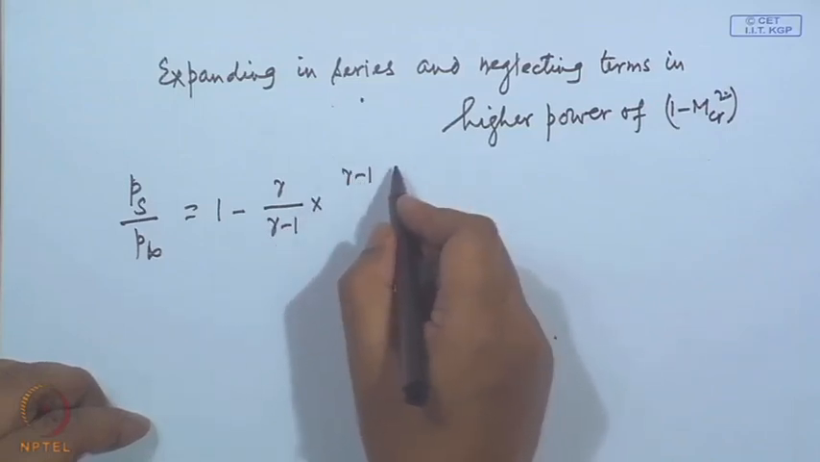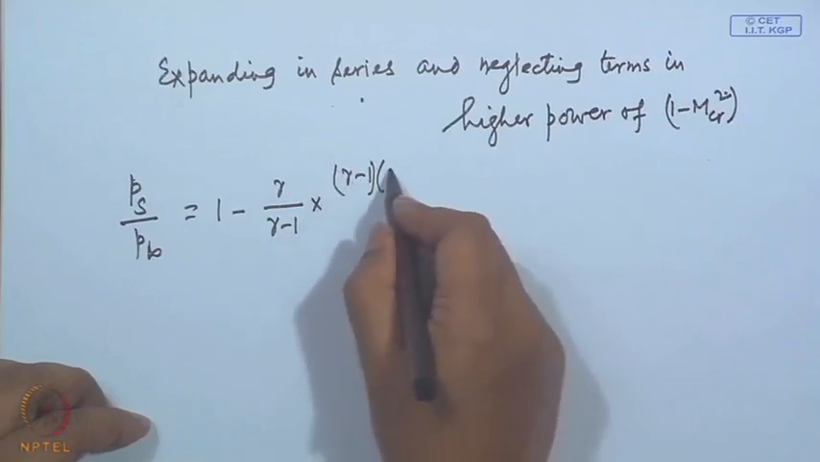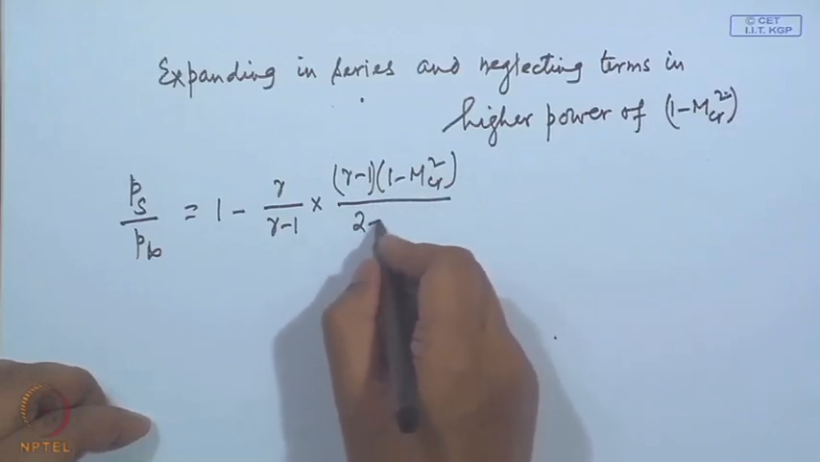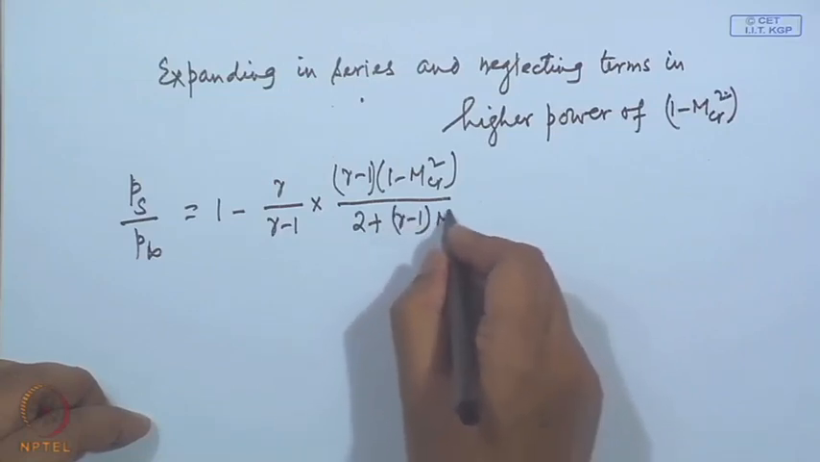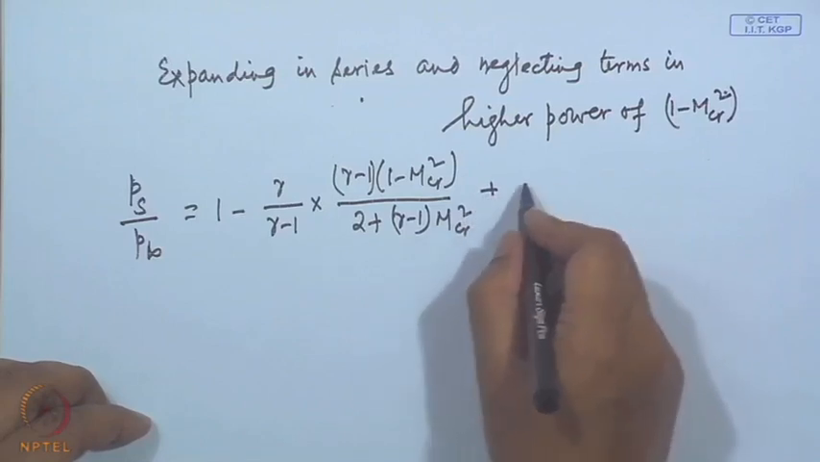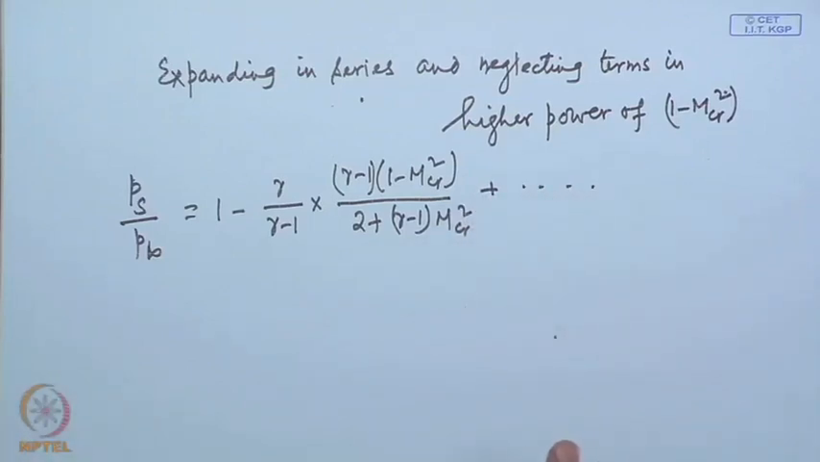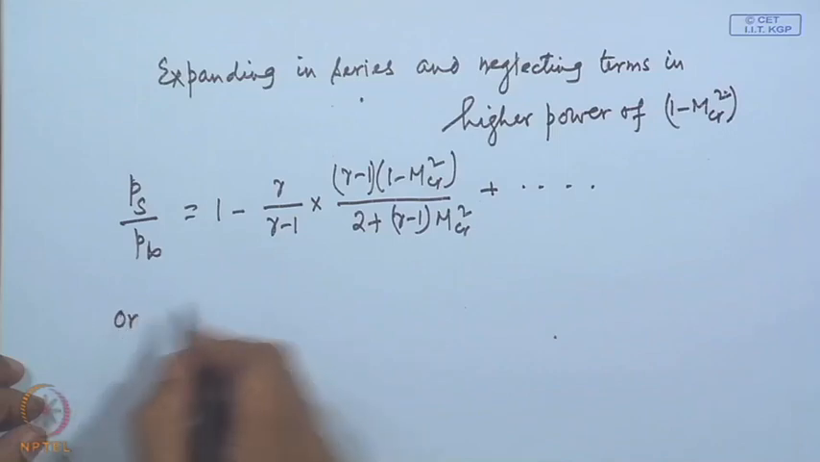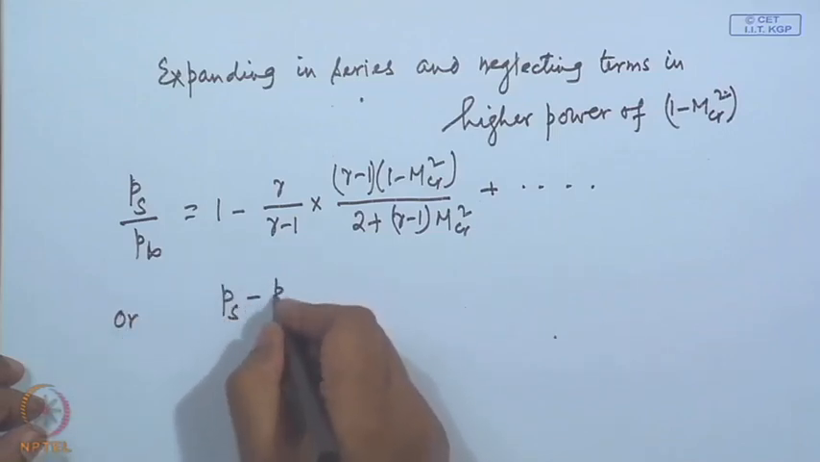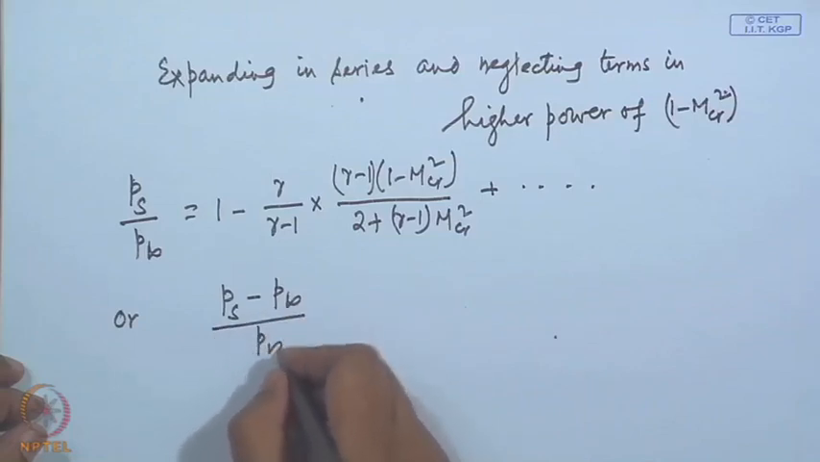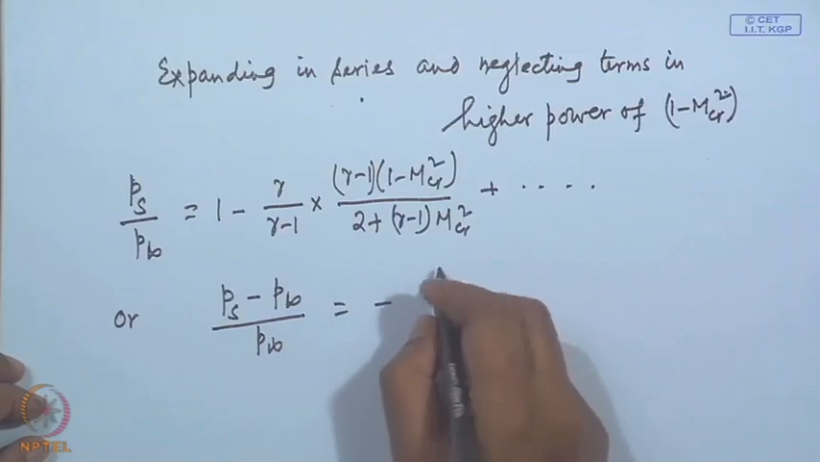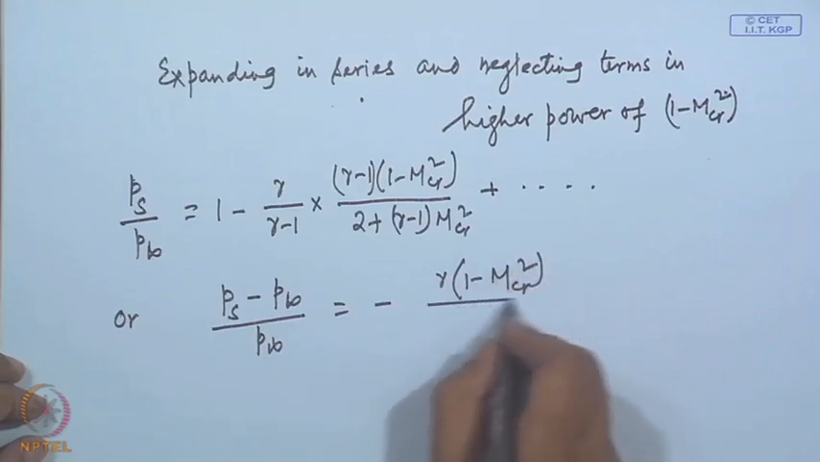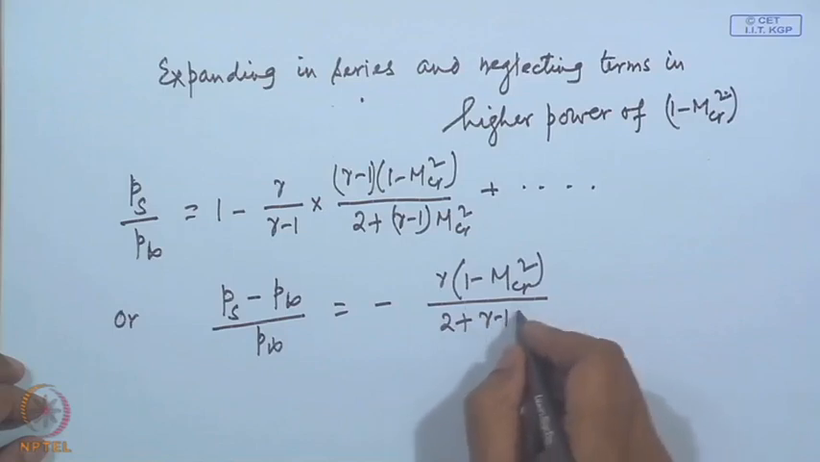into gamma minus 1 into 1 minus M critical square by 2 plus gamma minus 1 M critical square, and these are all neglected, or we have P s minus P infinity by P infinity is minus gamma into 1 minus M critical square by 2 plus gamma minus 1.